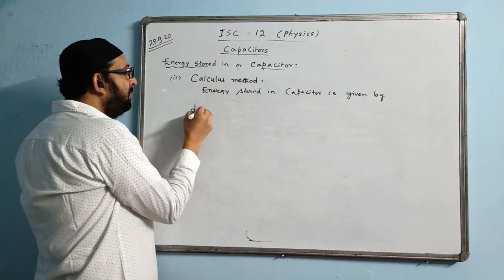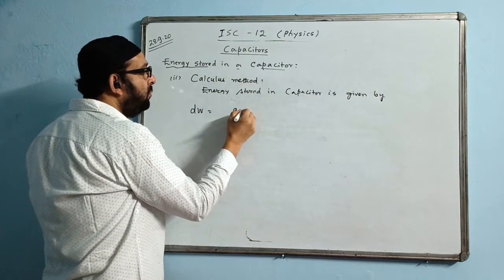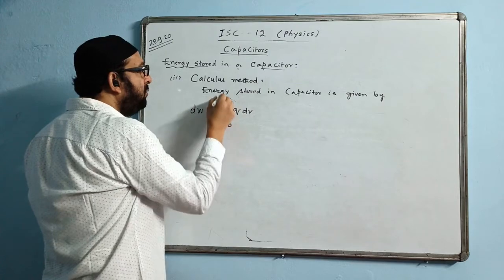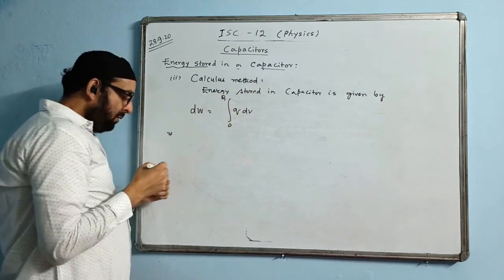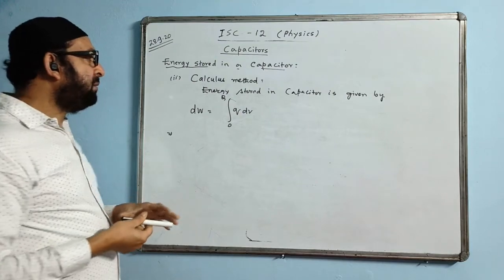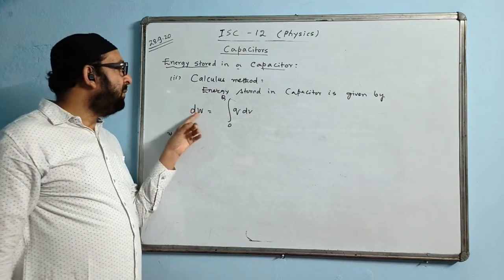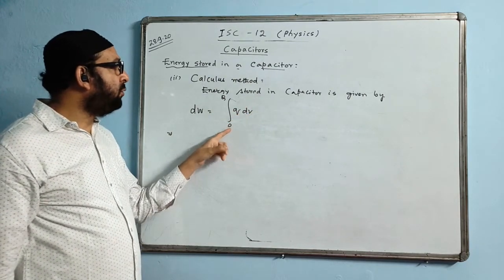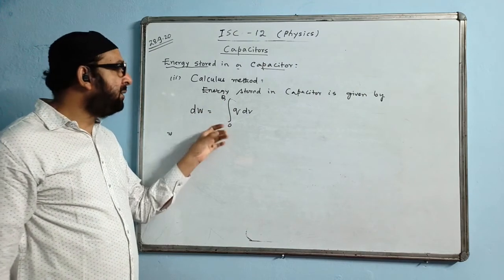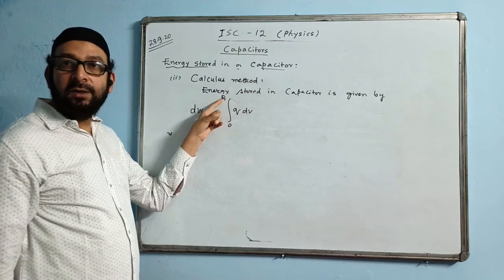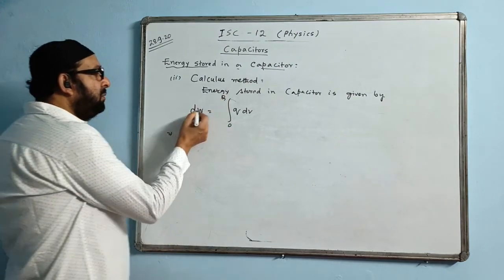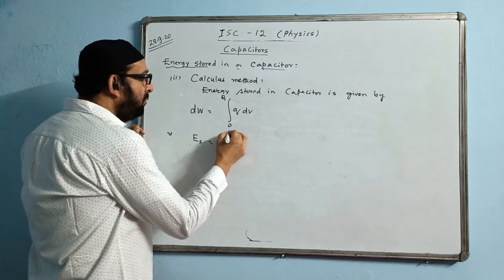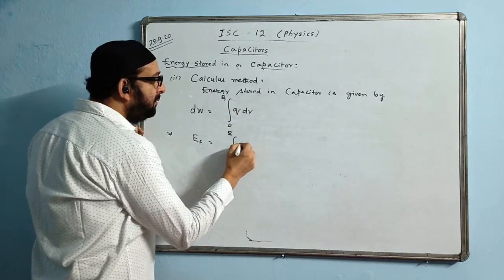we will be writing dW is equal to q dV, small q, and we put the integration sign from 0 to Q. That means the energy stored in the capacitor is given by the work done, and the work formula we have is charge into potential, but we are adding and storing the charge from 0 to Q. Starting with zero charge, we are storing the final charge Q, or the total charge Q, in it. So dW will become the energy stored.